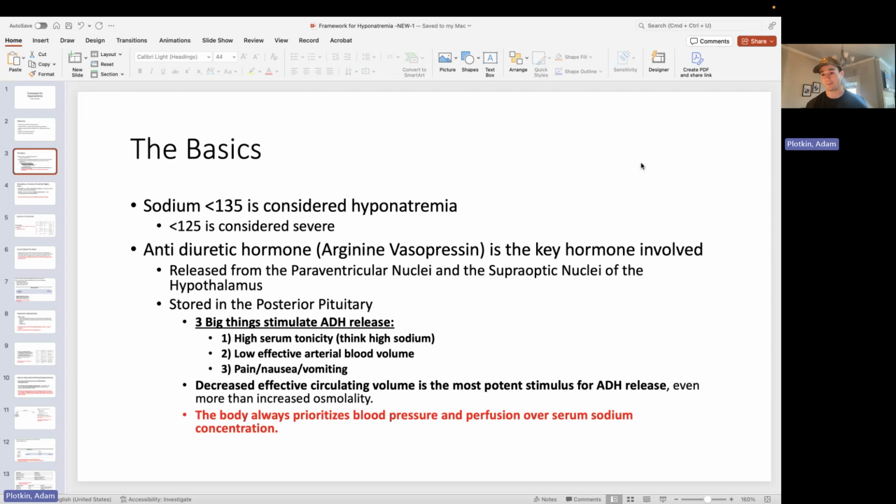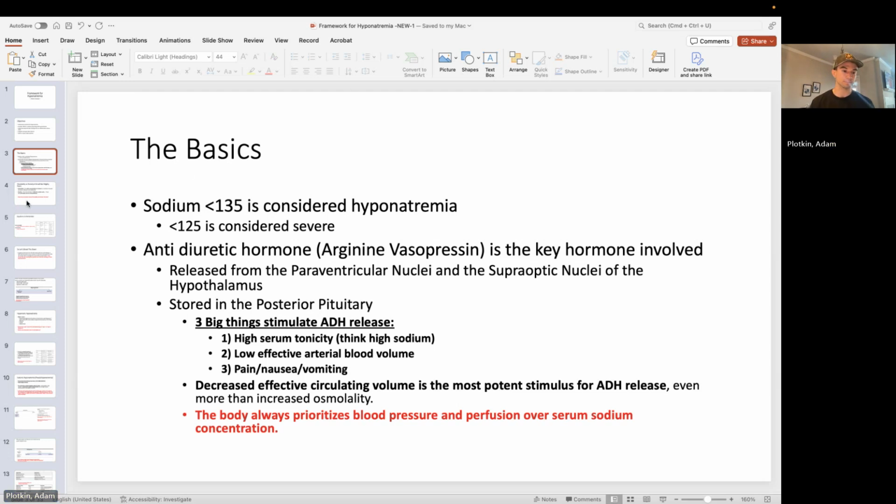So the decreased arterial blood volume is going to be the most potent stimulus for antidiuretic hormone. That's even more potent than an increased tonicity or osmolality. The body is always going to prioritize blood pressure and perfusion over your serum sodium concentration. So I could have a patient who has a serum sodium of 120, right? Which would normally stop antidiuretic hormone. We don't want any more antidiuretic hormone, but their blood volume might also be really low. And in that case, antidiuretic hormone will be stimulated because blood volume always beats serum osmolality.